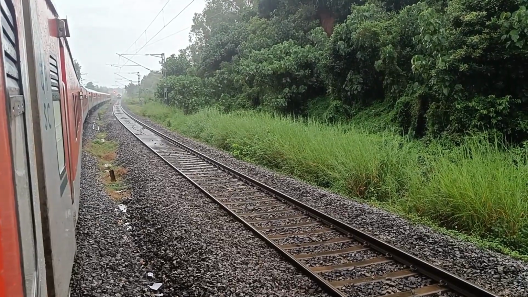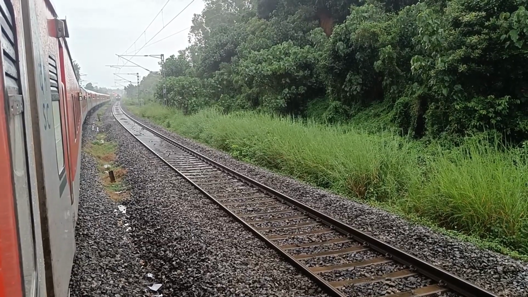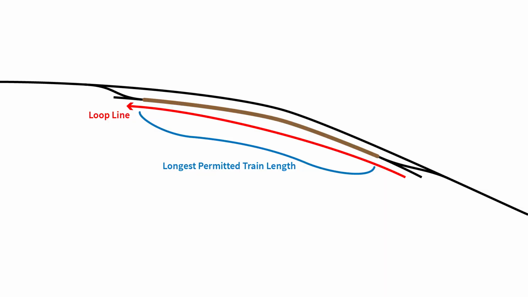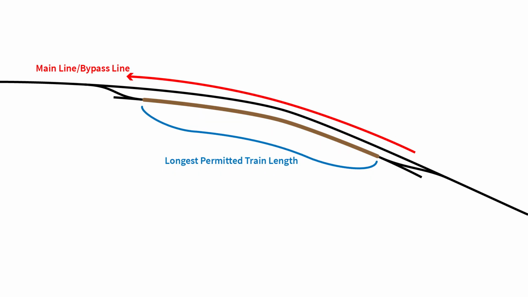Quick glossary moment before we start, let me explain a few terms that you need to know. Loop line or passing loop refers to a stretch of track that runs past an existing track for a small distance, usually slightly longer than the longest permitted train length. Alternatively, the term main line is used to refer to this track that continues running as is.